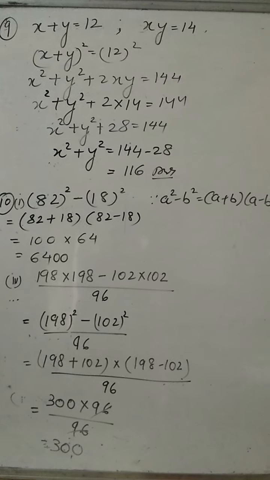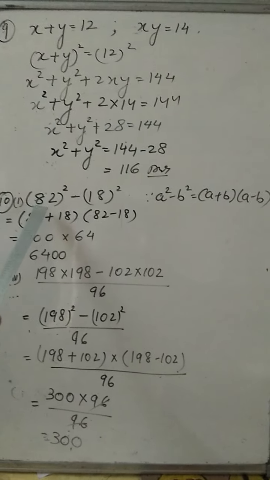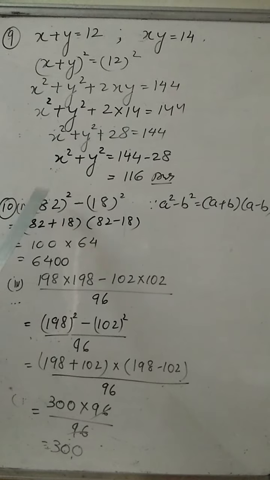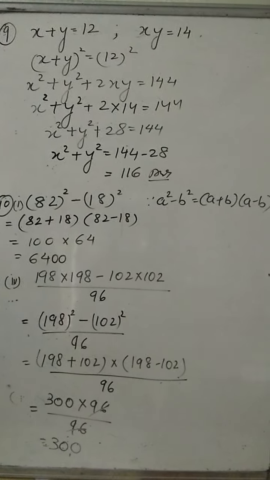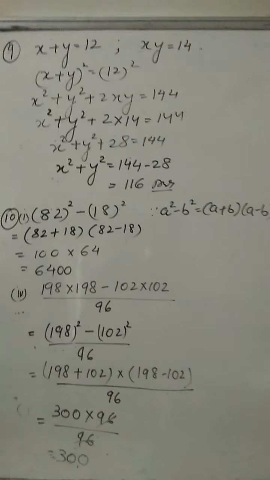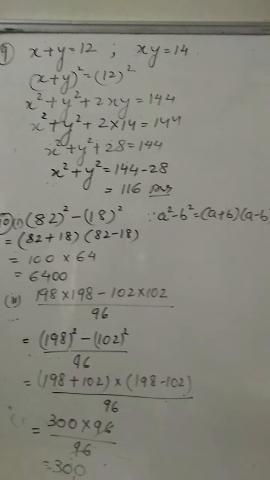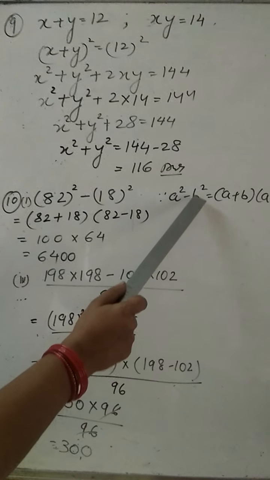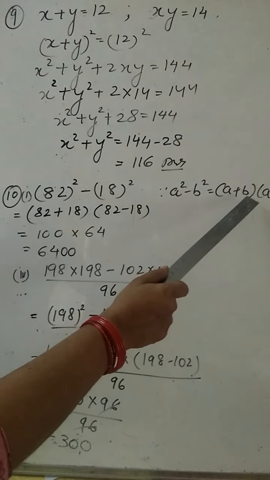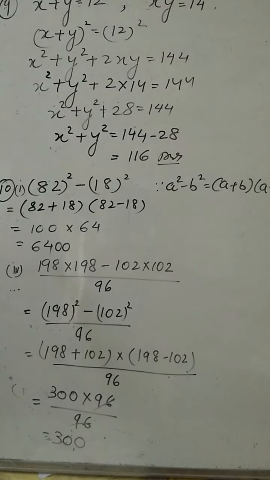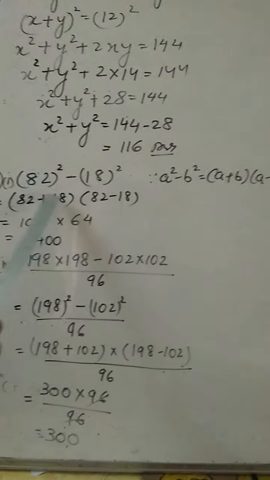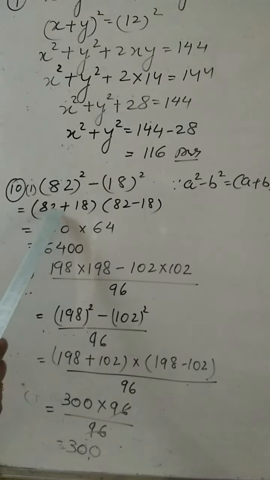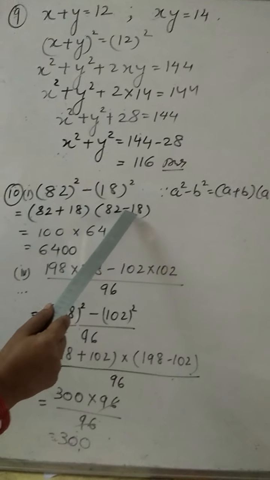Now another question: how to simplify this type of question, that is 82 square minus 18 square. One method is you multiply 82 into 82 minus 18 into 18 and then you get it. Now how to apply the identity here, that you have to learn now. Here this is in the form of the identity a square minus b square equals a plus b into a minus b. So we are going to split this expression as a plus b into a minus b. So 82 plus 18 into 82 minus 18.